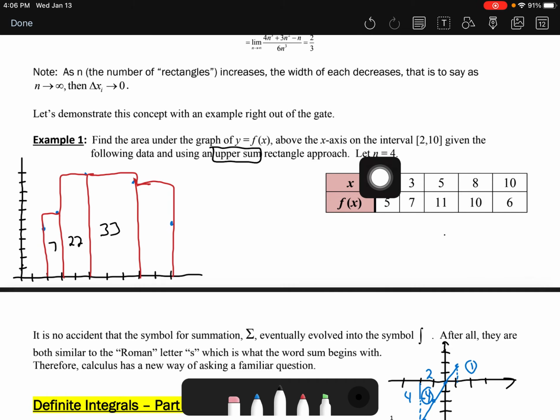And finally, for my fourth rectangle, because we're doing n equals 4 rectangles, my fourth rectangle between 8 and 10, so it's a width of 2. I'm going to take the bigger height of 10, so that's going to be 2 times 10. I should have 20 right there.